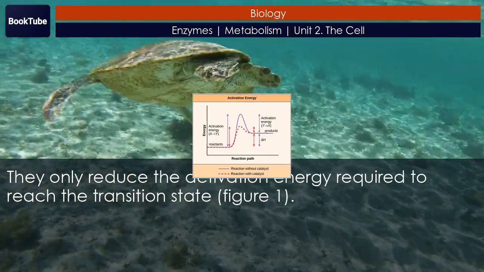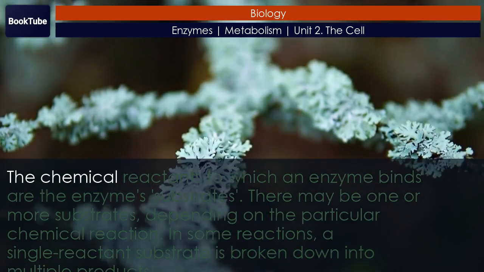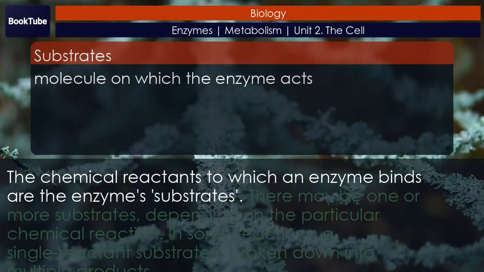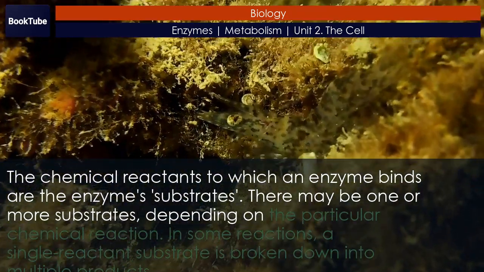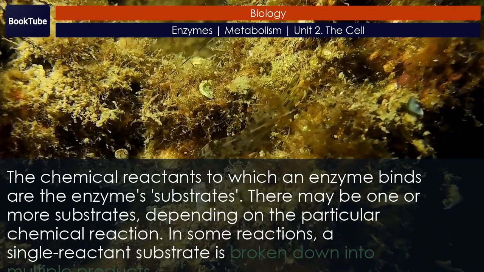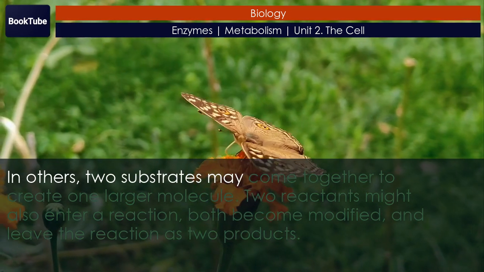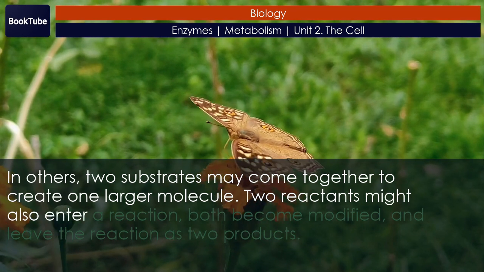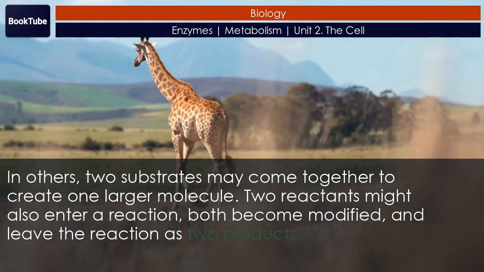Figure 1. Enzyme active site and substrate specificity. The chemical reactants to which an enzyme binds are the enzyme's substrates. There may be one or more substrates, depending on the particular chemical reaction. In some reactions, a single reactant substrate is broken down into multiple products. In others, two substrates may come together to create one larger molecule. Two reactants might also enter a reaction, both become modified, and leave the reaction as two products.